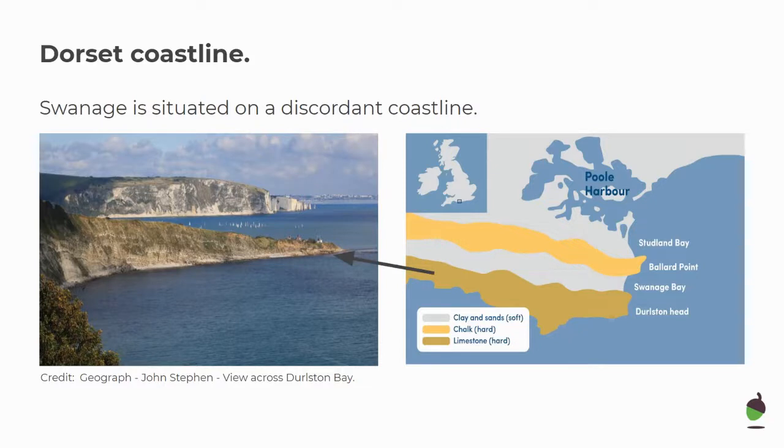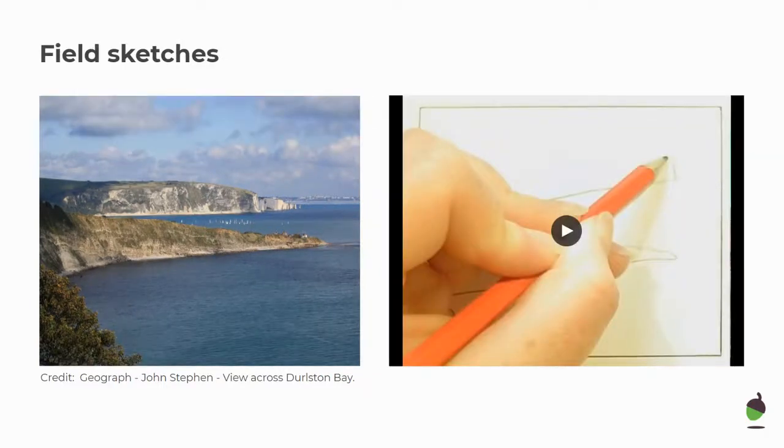If we have a look at the limestone at Dalston Head, we can see in this photo that you have the headland there. You then have the chalk hard rock stuck out in the background of this picture. You can see the white cliffs creating Ballard Point. The soft rock, however, which would have been in the middle, has retreated back to create Swanage Bay, which is hidden behind Dalston Head.